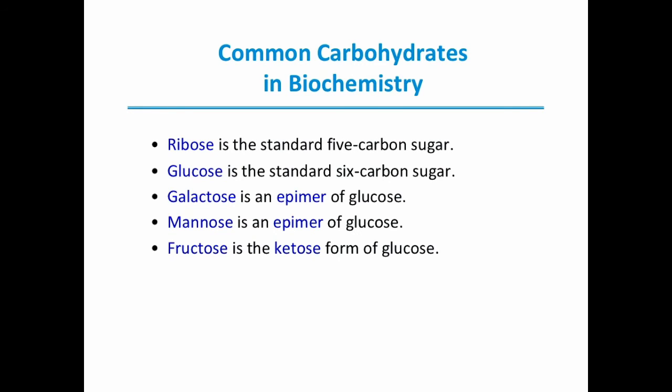There are common carbohydrates in biochemistry. Ribose is the standard 5-carbon sugar. Glucose is the standard 6-carbon sugar. Galactose is an epimer of glucose. Mannose is an epimer of glucose. And fructose is the ketose form of glucose.